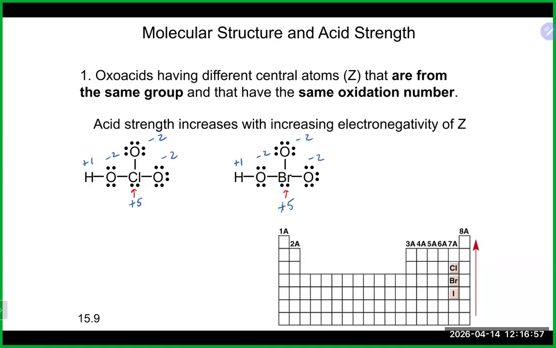Oxidation state or number is the charge these atoms would have if all the electrons were transferred. The difference between an ionic compound and this compound is that everybody here is sharing electrons. When they're sharing electrons with a more electronegative atom, all the electrons are going to head outwards towards those oxygens. That's going to make the bromine more and more positive and more electron deficient.